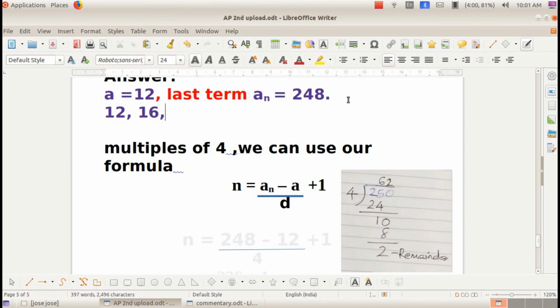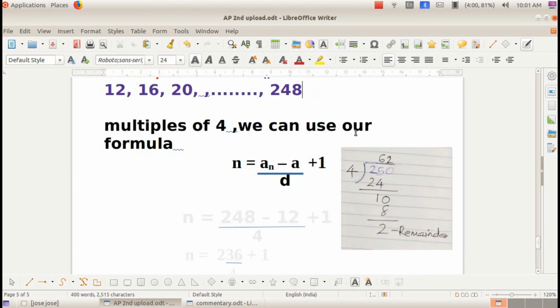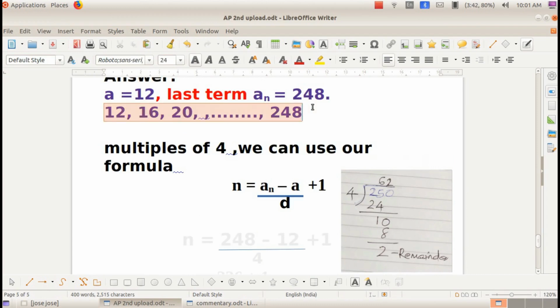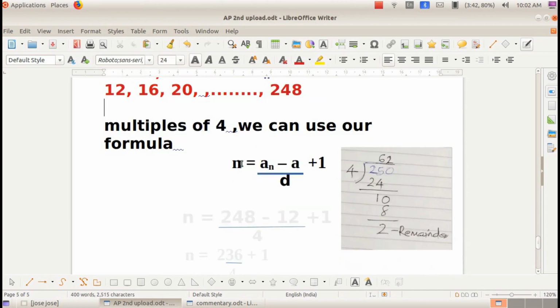Therefore, our required AP is 12, 16, 20, etc. Our last term is 248. So, now we know our AP. We need to find how many terms are there in this AP.